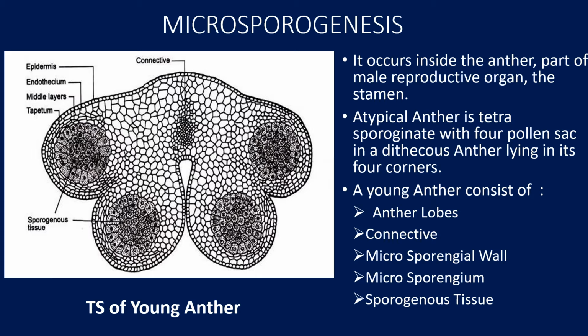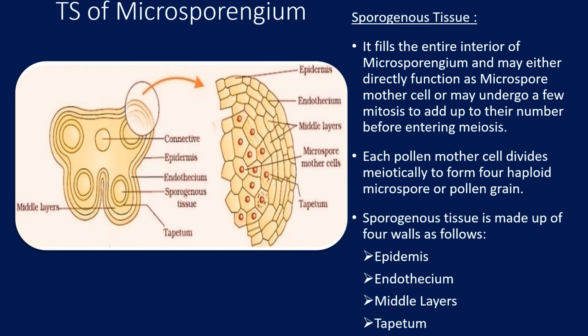Next, sporogenous tissue. It fills the entire interior of the microsporangium and may either directly function as microspore mother cells or may undergo a few mitoses to add up their number before entering meiosis. Each pollen mother cell divides meiotically to form 4 haploid microspores or pollen grains. Now, with the help of this diagram, we discuss the layers of the microsporangium.